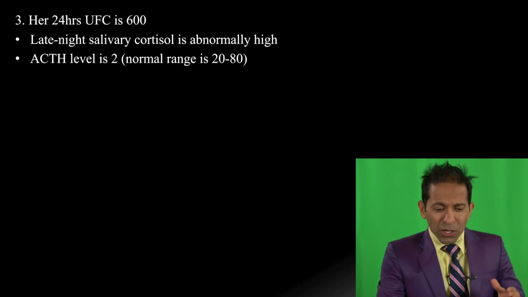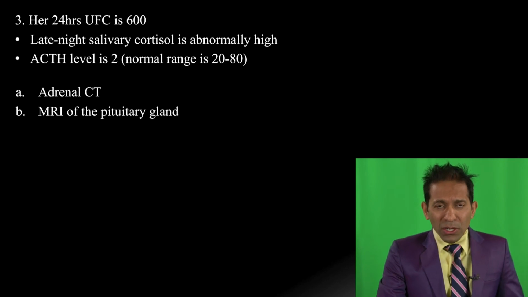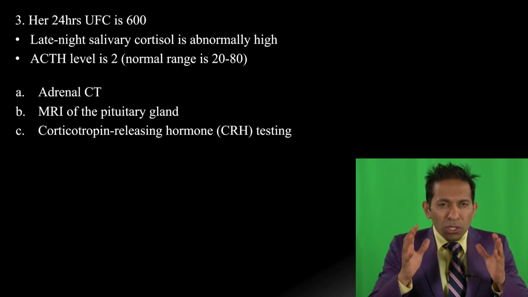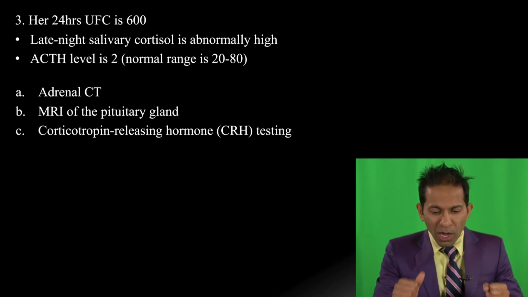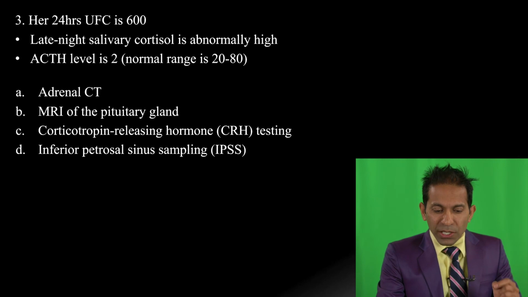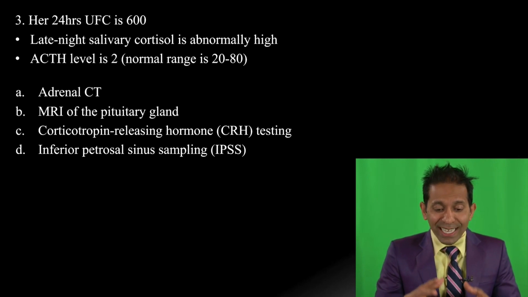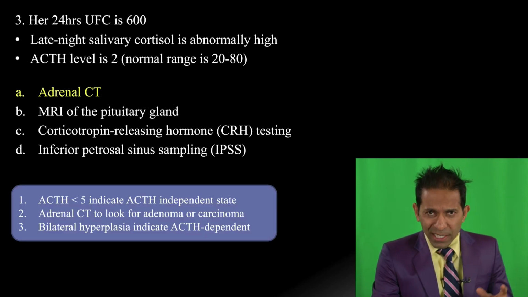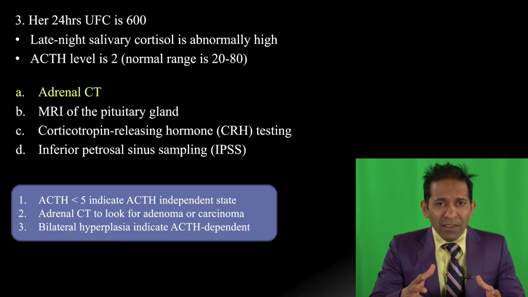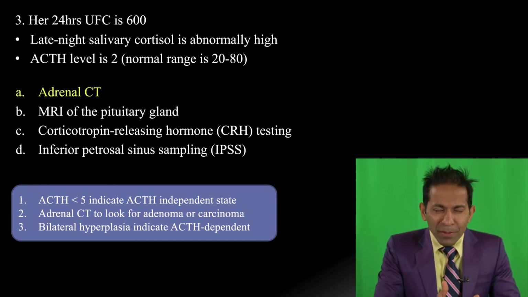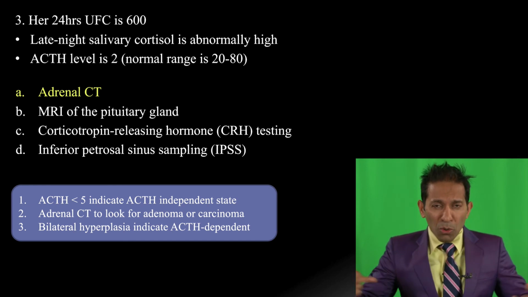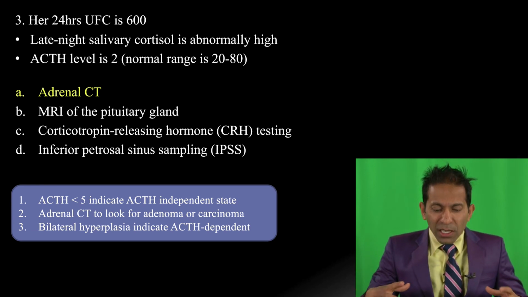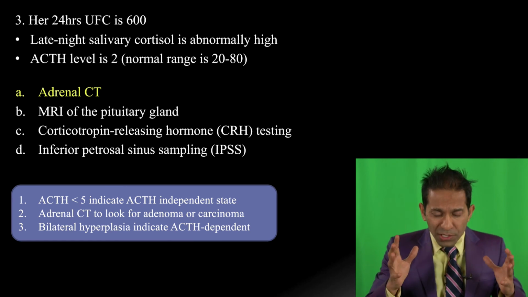So option A, do an adrenal CT. Option B, do MRI of the pituitary gland. Option C, check corticotropin releasing hormone testing. And option D, do inferior petrosal sinus sampling. Here the right answer is option A. We will do adrenal CT scan. This patient has ACTH independent Cushing syndrome. So the most common cause is adrenal. So you will do adrenal CT scan to look for adrenal adenoma or carcinoma.